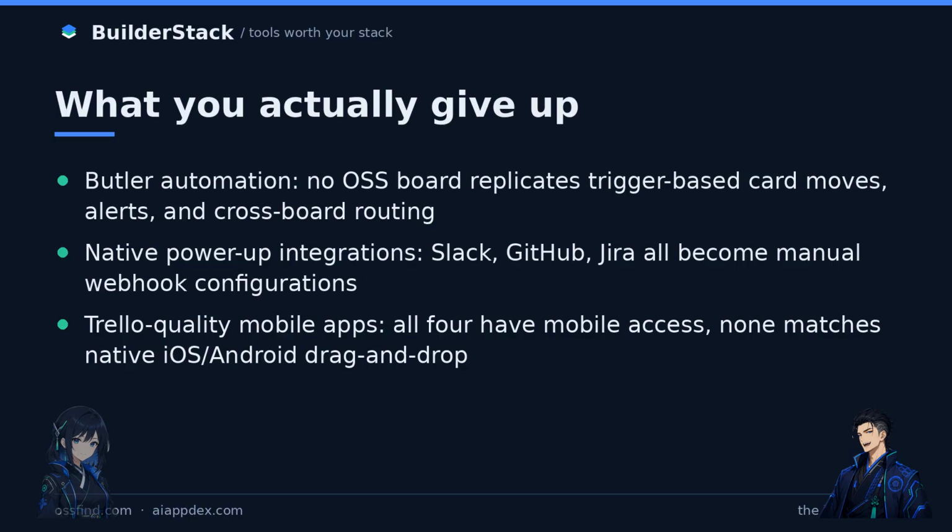3 capabilities none of these restore. Butler automation. No OSS Kanban board replicates Trello's trigger engine. Every status transition your rules handled automatically now needs a human or a separately hosted automation service. The native power-up ecosystem: Slack, GitHub, and Jira connections that are one-click in Trello become webhook configuration in every alternative. And Trello's mobile experience: all four have mobile accessible interfaces, none matches the native iOS and Android feel.